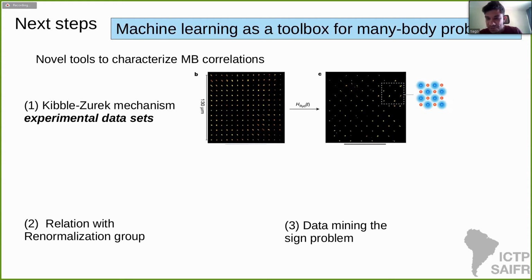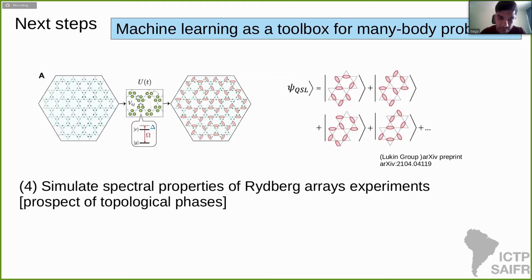Another thing I want to do is to use these data mining studies to try to shed some light on, or explore, the sign problem, to see if, for example, there are some manifestations of the sign problem in configuration space. This is something that I didn't start yet, but it's a plan for the future. And I also want to apply the second method that I showed in the last part of the talk to simulate models for Rydberg experiments. More specifically, to try to analyze the prospect of topological phases in these models.